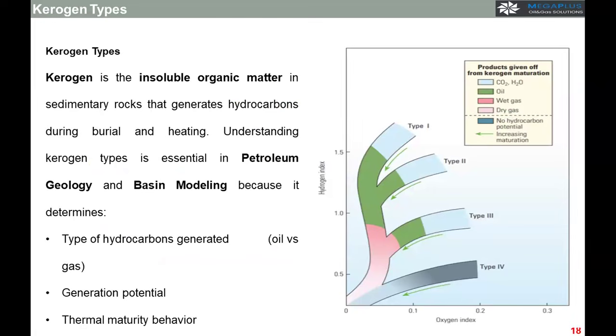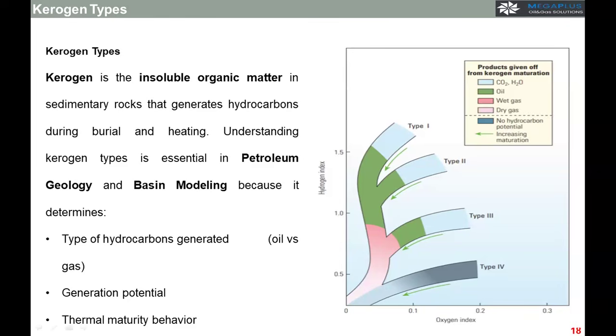The kerogen type is the most important factor in the evaluation of your source rock. Source rock is the engine of the petroleum system. Source rock effectiveness depends largely on the type of organic matter, known as kerogen. Kerogen determines whether oil or gas will be generated, because each type of kerogen produces different hydrocarbons. We'll discuss generating potential and maturity behavior in detail. We have four types of kerogen: type 1, type 2, type 3, type 4.